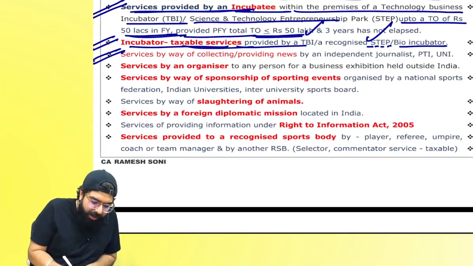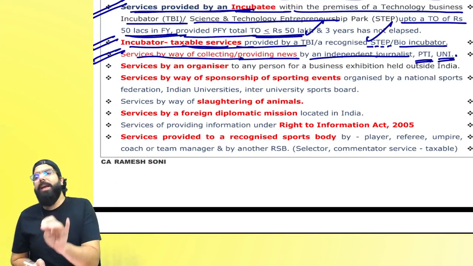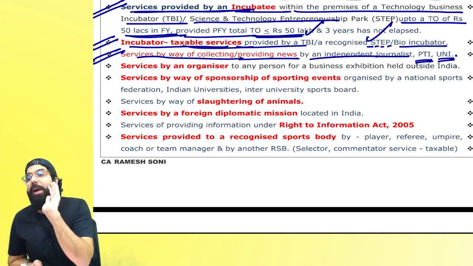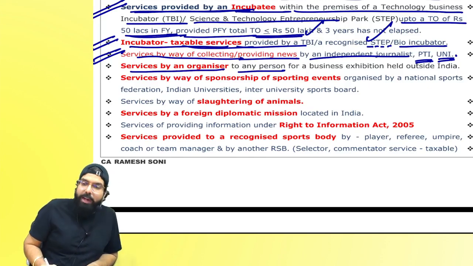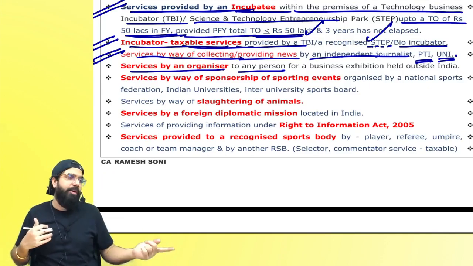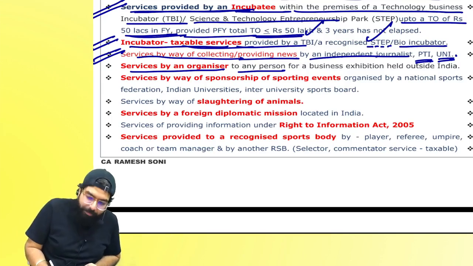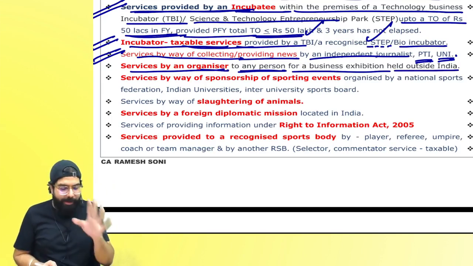The next one over here is services by way of collection or providing news by independent journalists or Press Trust of India or United News of India, which will also be exempted. News and views are always exempted. The next one, services by an organizer to any person. If I organize a business exhibition outside India and I have given you any service, that will also be exempted. Services by an organizer to any person for a business exhibition held outside India are exempted.